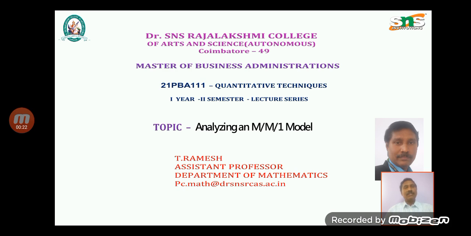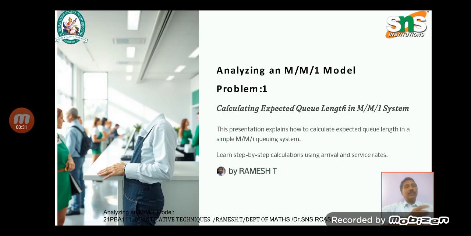In this lecture series video, we are going to discuss a queuing theory concept, analyzing an M/M/1 model. There are two problems discussed in this case. The first problem, calculating expected queue length in an M/M/1 system. The presentation explains how to calculate expected queue length in a simple M/M/1 queuing system. Here we learn step-by-step calculations using arrival and service rates. So, understanding what is the M/M/1 model.